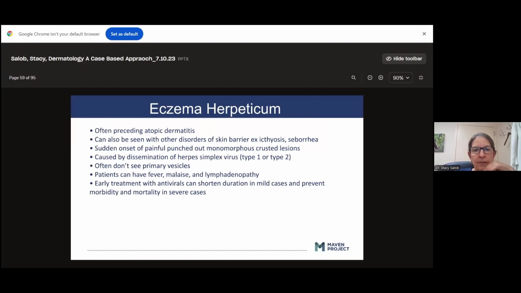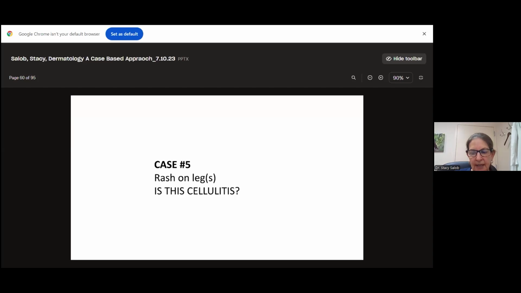So this can be seen with other disorders of the skin barrier, such as seborrhea, ichthyosis. It tends to come very suddenly. You go sort of 0 to 60 pretty quickly with these punched out spots. They tend to be more painful than itchy, and it's caused by disseminated herpes infection. As we talked about, you often don't get to see those blisters. Patients are pretty miserable, and you want to get antivirals on board as quickly as possible.